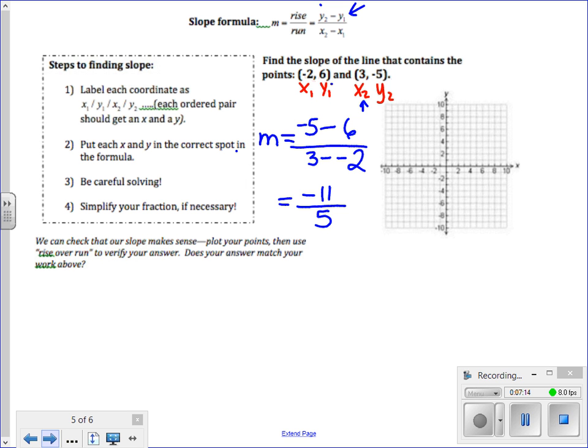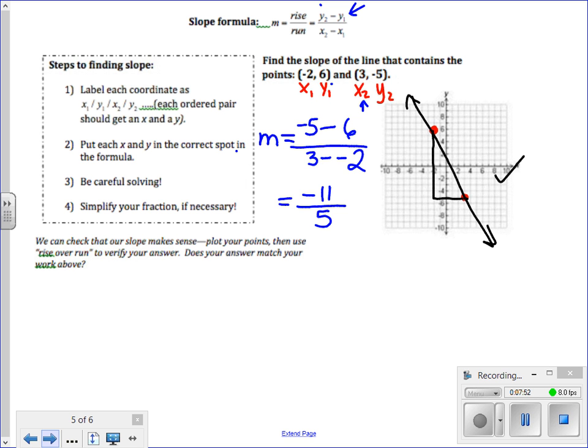Now, here's a way I can check my work if I wanted to. Since that fraction doesn't simplify, I'm going to go to my graph. I'm going to plot both points, -2, 6, and 3, -5. I'm going to count the rise over run between those 2 points and see if I get -11 over 5. So I'm going to go down 1, 2, 3, 4, 5, 6, 7, 8, 9, 10, 11. That works over 1, 2, 3, 4, 5. It works out. That line that connects those dots has a slope of -11 over 5.